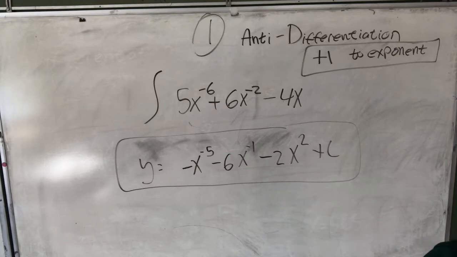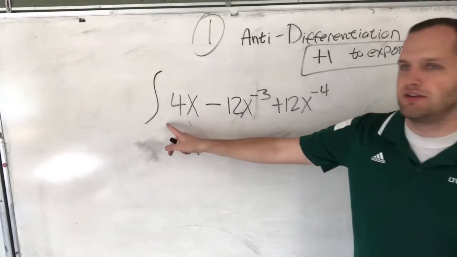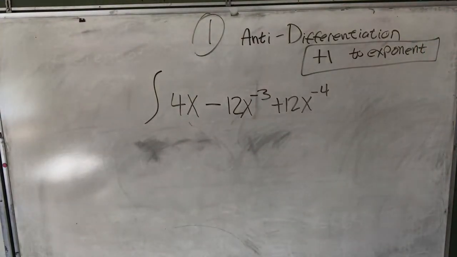All right, I want you to try this next one on your own. I want you to integrate 4x minus 12x to the negative third plus 12x to the negative fourth. Quick hint, remember to add 1 to your exponent. Pause the video.